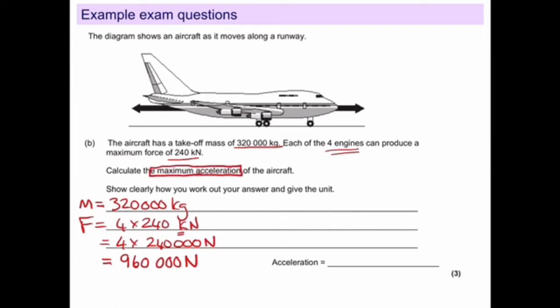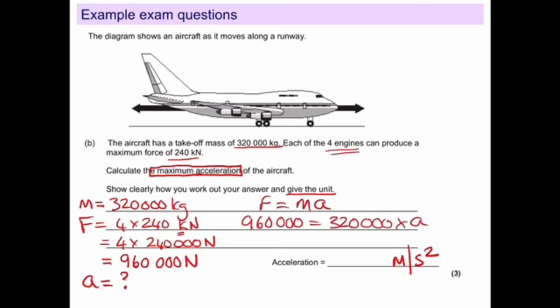Next thing we need to do, highlight what we need to calculate. And there it says give the unit. So if I put the unit in there, I've now got 2 marks out of the 3 that this question is giving you. So we need to write down the equation, substitute what we know, and work out the answer.